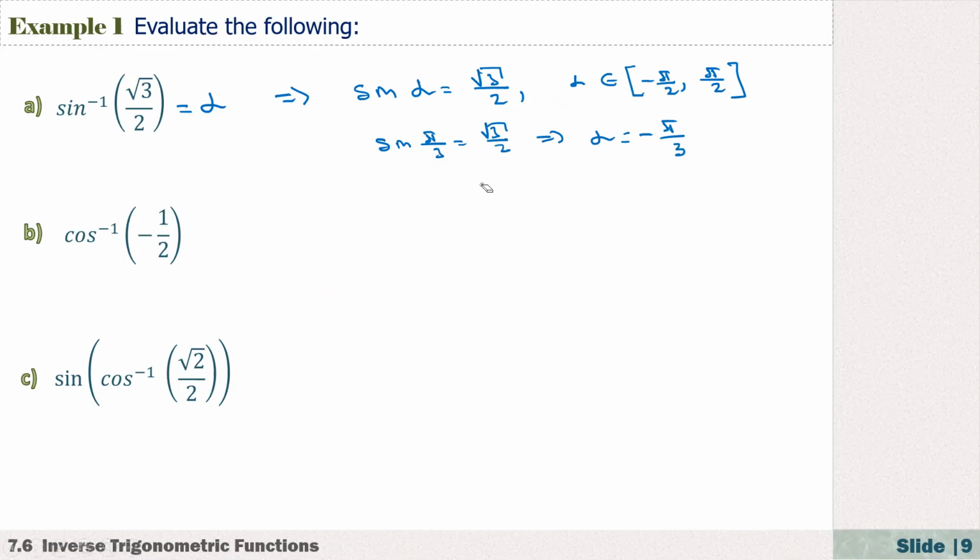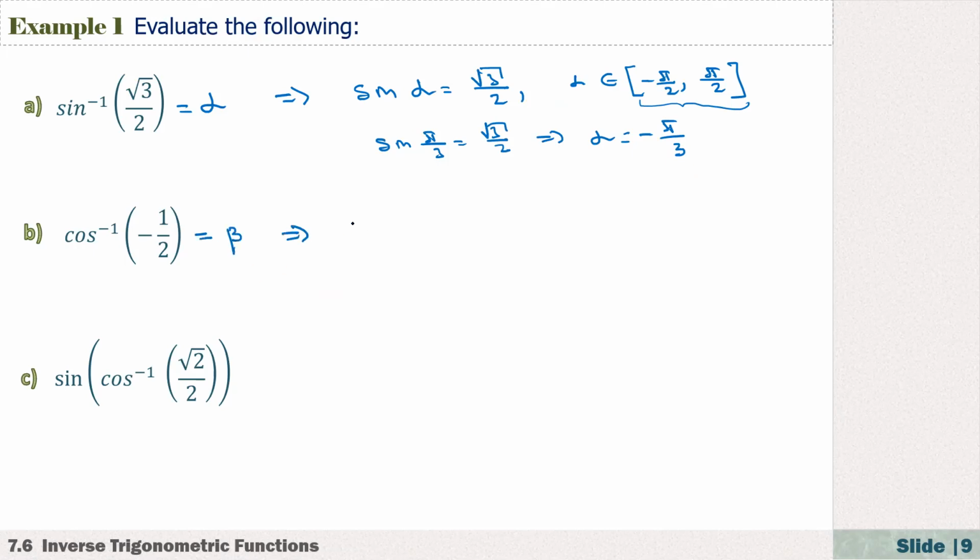Okay, so alpha is minus pi over 3 because this function is defined here, right? The alpha is here. So how about the second one? Cosine inverse of minus 1 over 2. So let's say that's equal to beta, right?